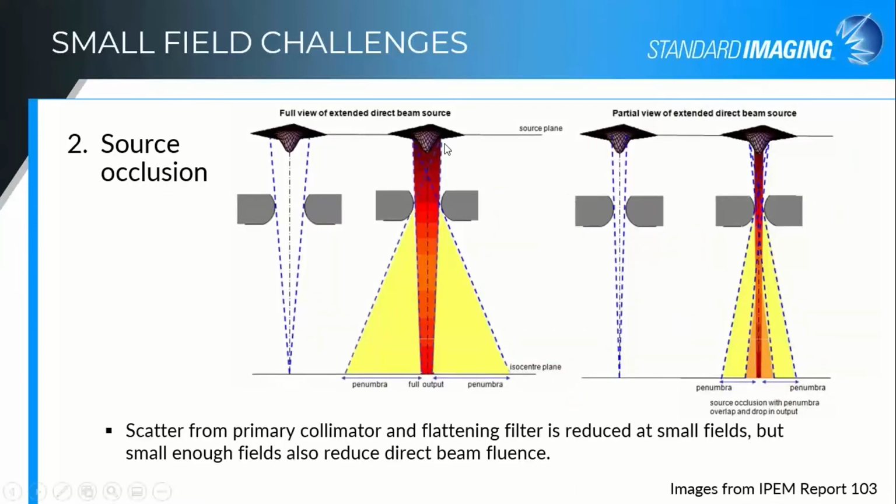Source occlusion refers to when the collimation system becomes small enough that you're actually blocking the primary fluence from the beam source, where the electron beam hits the target, or a scattering source for electrons. Usually this is photons though, for small fields. That's what we're referring to here. Again, the IPEM Report 103 does an excellent job of discussing this.